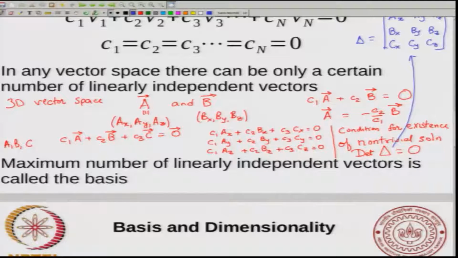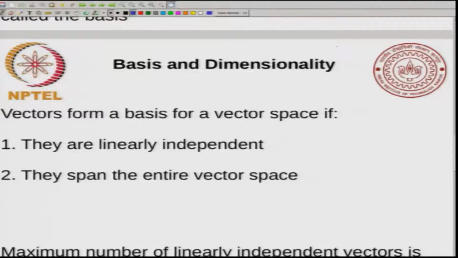And obviously you can always find a solution, because you can always adjust the fourth variable so that it satisfies these equations. So, what I want to say is that in 3D space you can have a maximum of 3 linearly independent vectors, and we will see this in a few minutes. So, this brings us to the idea of basis and dimensionalities.